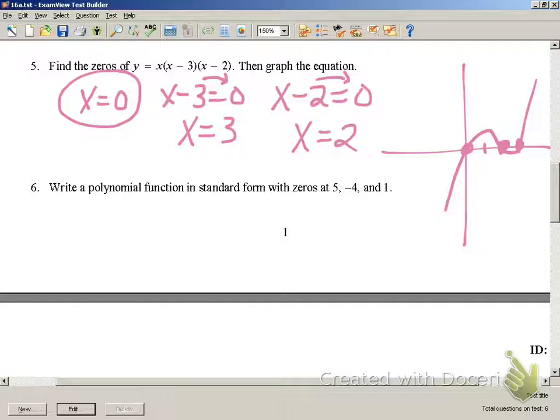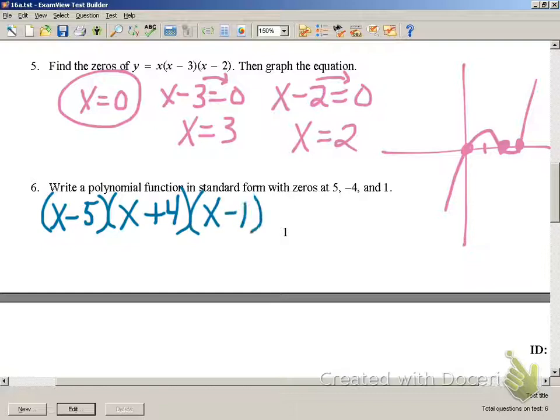And lastly, number 6. We are asked to write a polynomial function in standard form with the following zeros. So we're working backwards. If our zeros are 5, negative 4, and 1, we will set it up as x minus 5 times x minus a negative 4 and x minus 1. And from here we multiply out. That is factored form. We want to multiply it out.